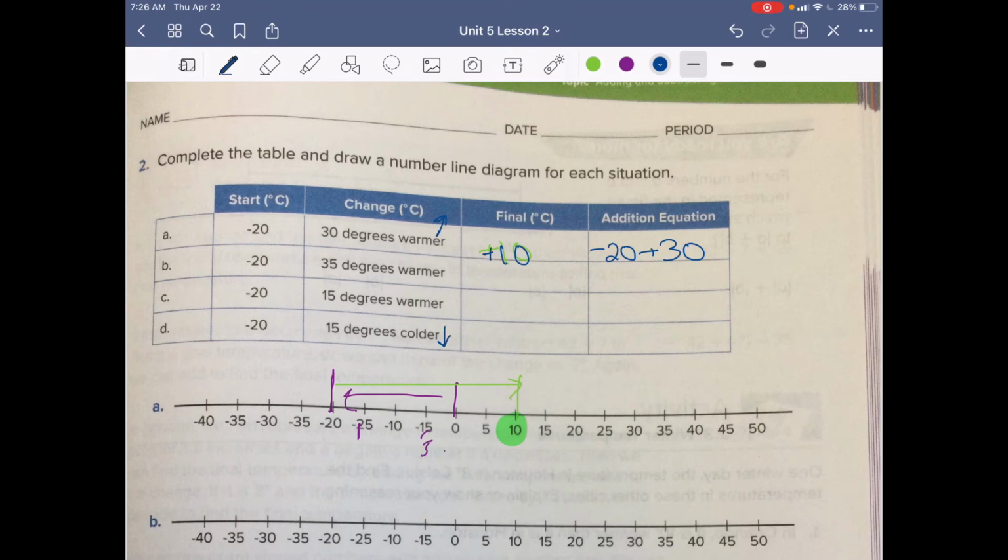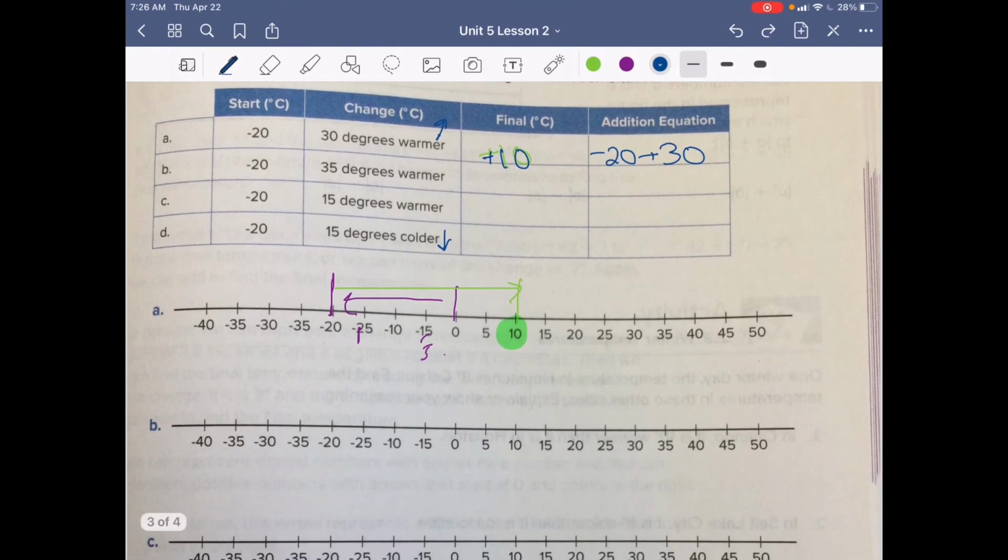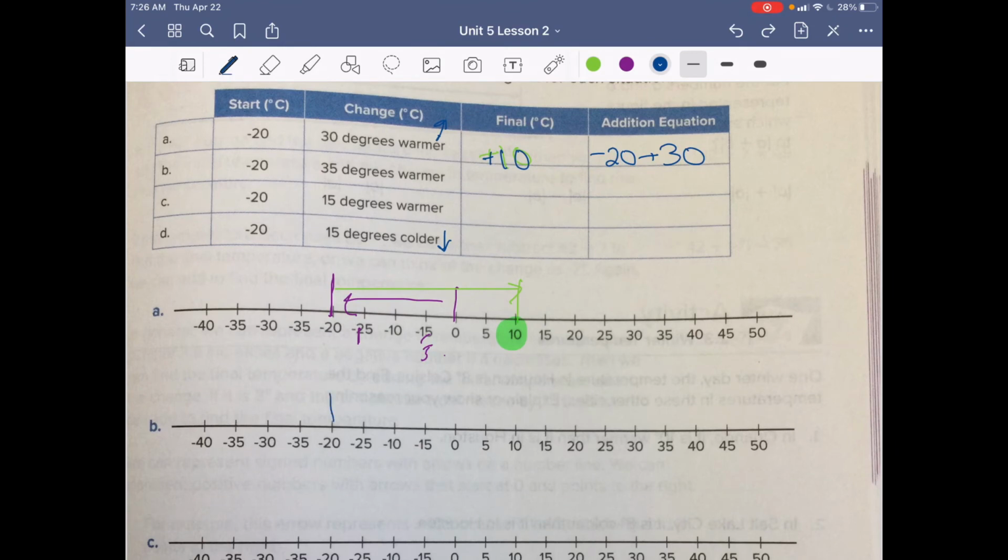Let's look at letter B. -20 degrees, and it got 35 degrees warmer. All right, so we're going to have to go ahead and move down. And let's draw that in. So we started at -20.